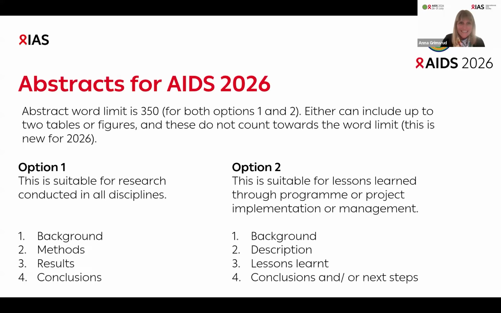It's often less than that for a peer-reviewed paper. And in addition, you can include up to 2 tables or figures, so up to 2 inserts, and these don't count towards your word count this year. So what that means is you can have 350 words plus 1 or 2 tables or figures. So you actually have quite a lot of space to tell your great story.